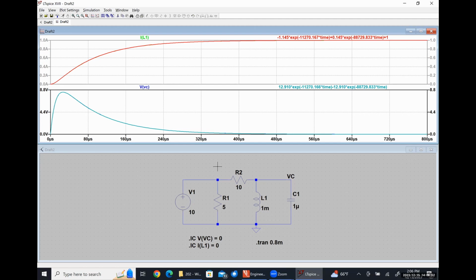Just as a heads up, I don't remember right off the top of my head, but I think with the capacitor right there, we wound up with an integrator, which means we should wind up with a differentiator with the inductor. So it should be the opposite calculus function if you swap the capacitor with the inductor.